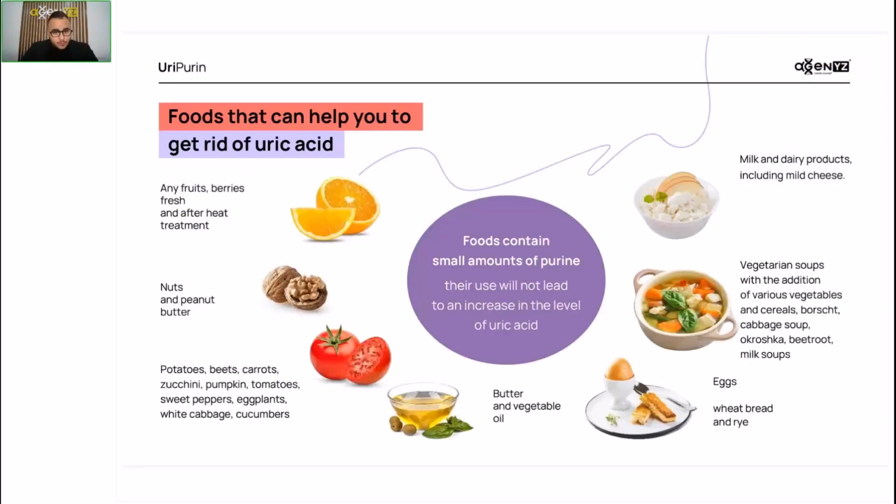And here on the left, we have foods that can help you to get rid of uric acid, such as any fresh fruits like berries, and after heat treatment, nuts and peanut butter, potatoes, carrots, zucchini, milk and dairy products, vegetarian soups, eggs, wheat bread and rye, butter and vegetable oil. These can all help you to get rid of your uric acid.